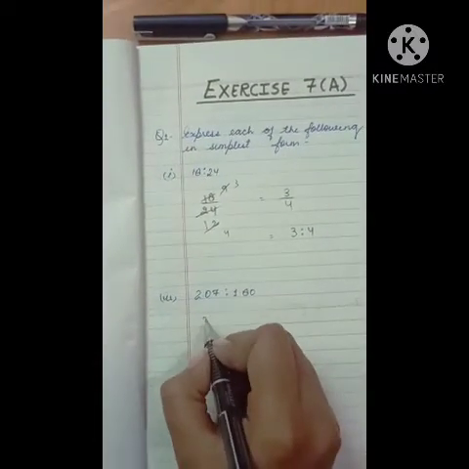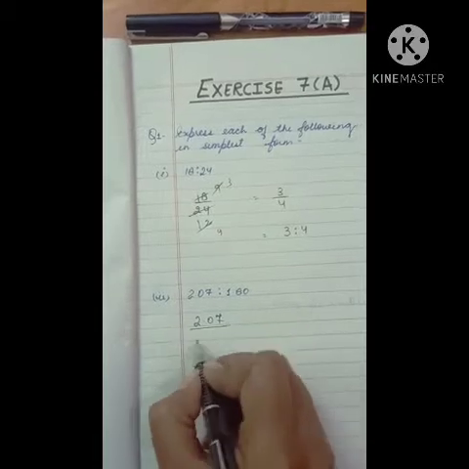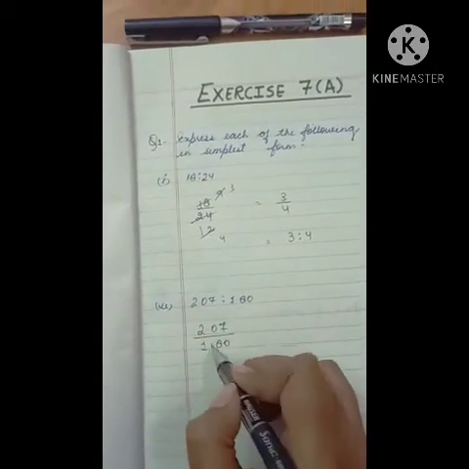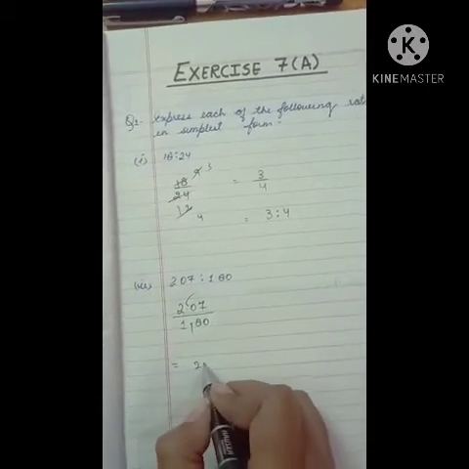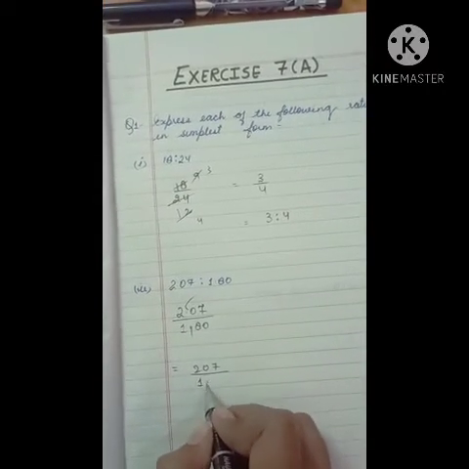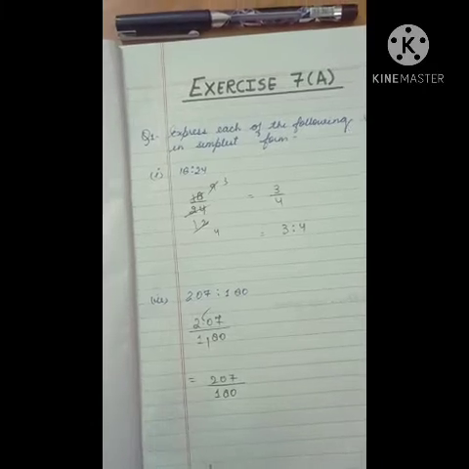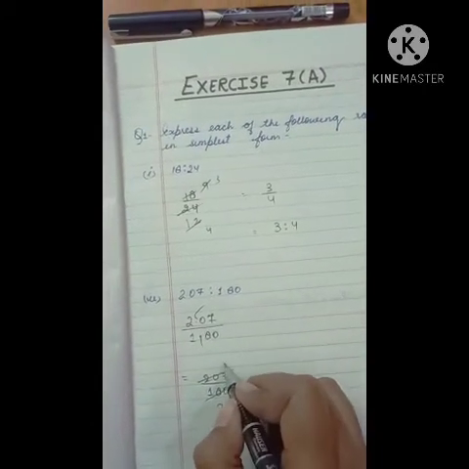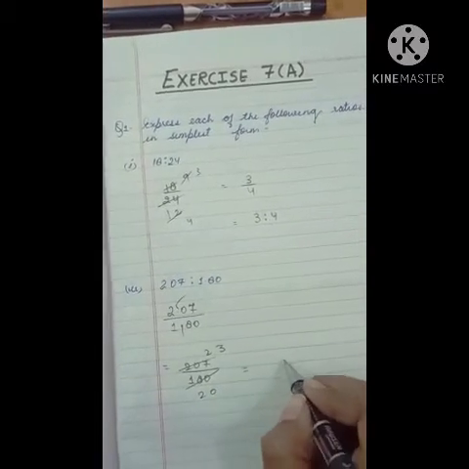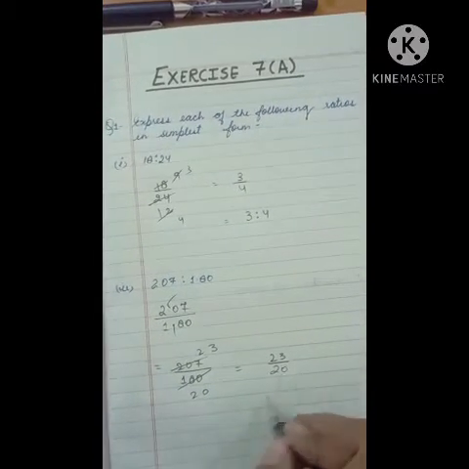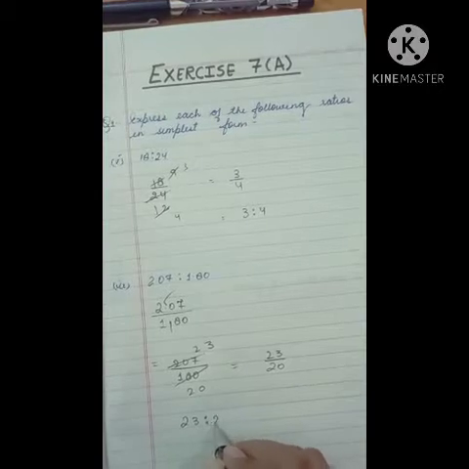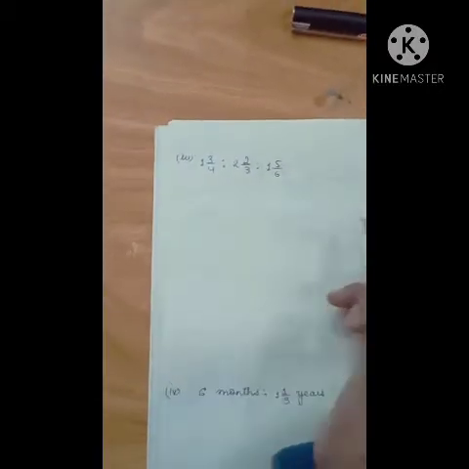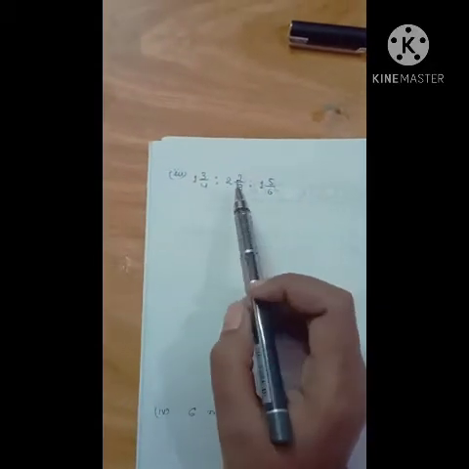Similarly, we have this 2.07 divided by 1.80. Now we remove the decimal first. Now 207 divided by 180. 9 2 times, 9 2 times and 3 times. So here we get 23 divided by 20, which is equal to 23:20.